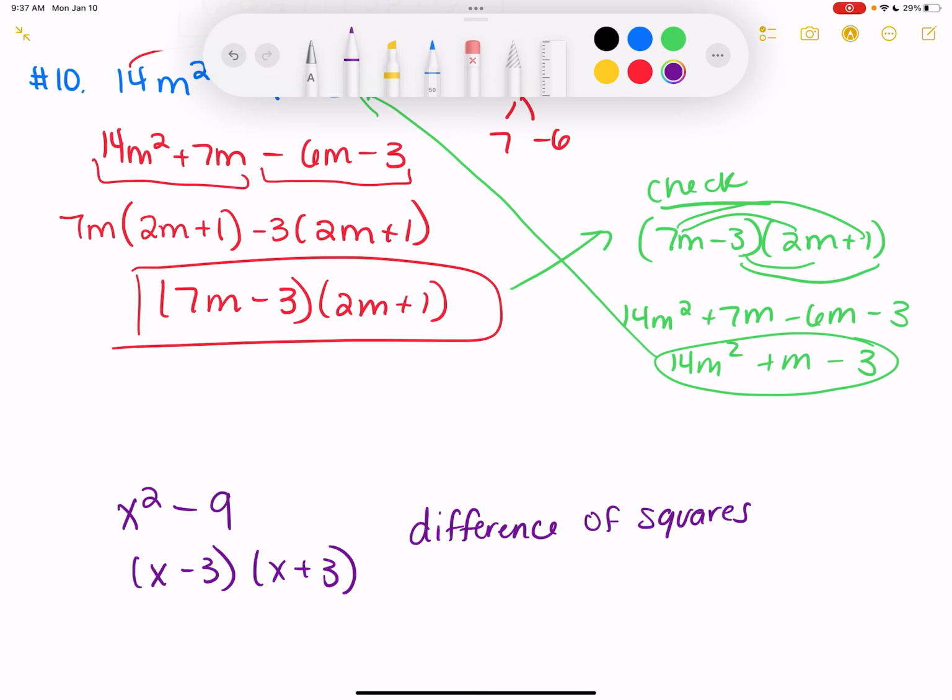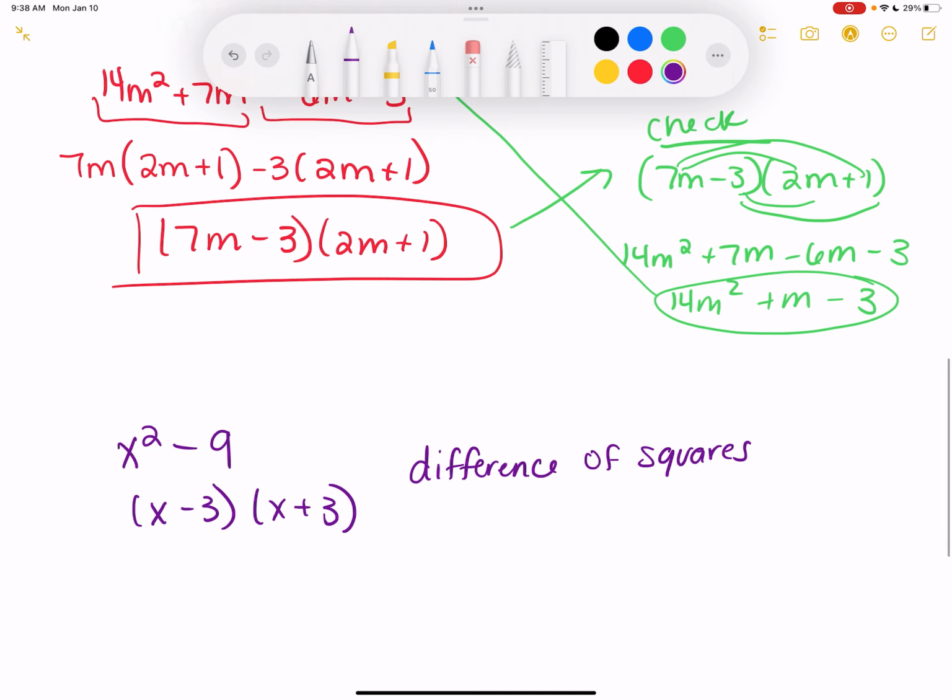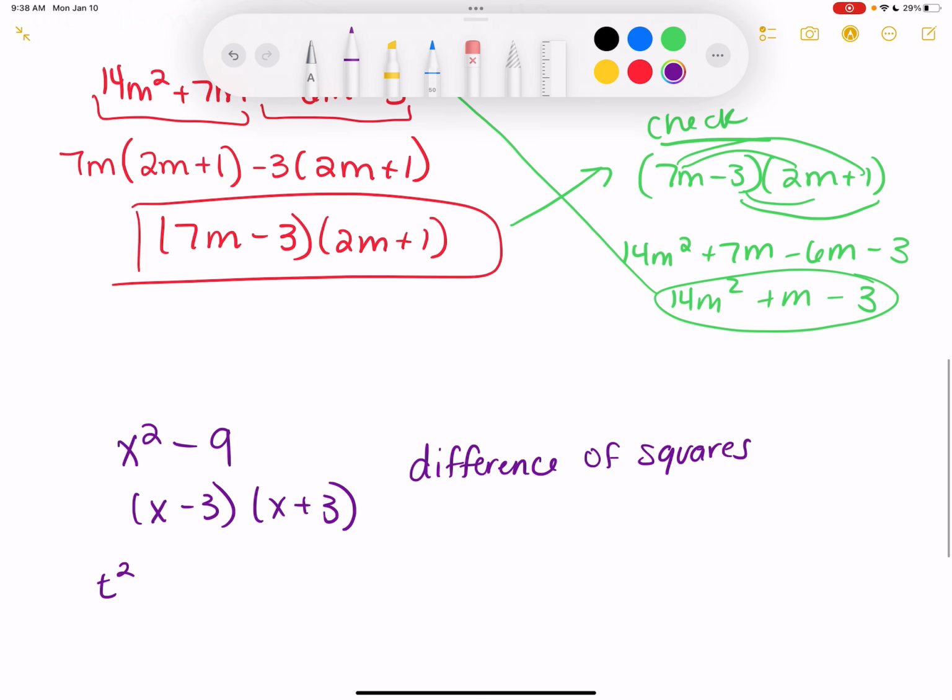Those ones are a little easier to come up with off the top of my head. I don't have to think as much for those ones. Something like t squared minus 16t plus 64. How would I factor that one?